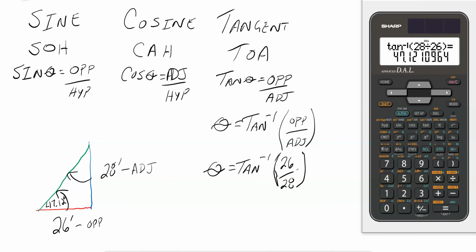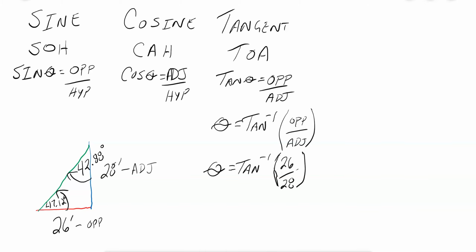Bring back our calculator. We'll clear that. Again, tangent. We're going to look for the inverse tan. Second function, tan, gives us our inverse tan. Open brackets, 26 divided by 28. Close our bracket, always being sure to close our bracket. 42.88 degrees.